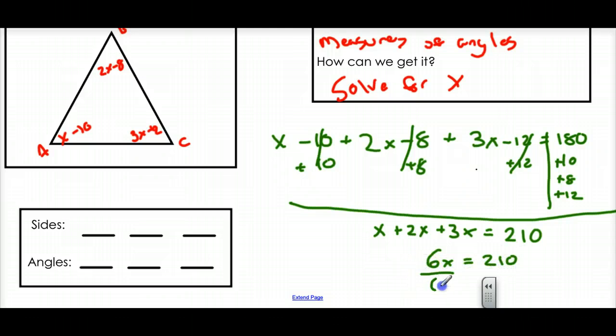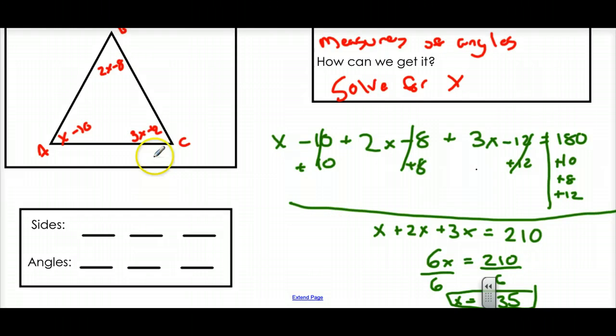I divide by 6, and we get x is equal to 30, oh my god, 35. Just did that in my head. Are you impressed? Probably not. Okay, that was my first step.